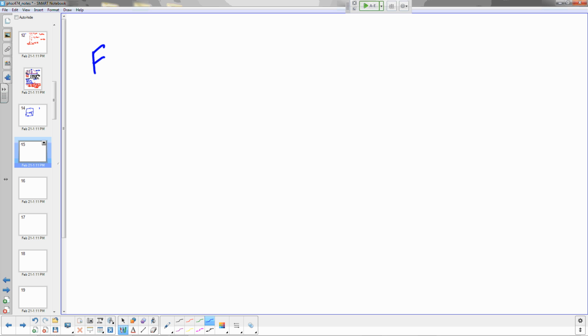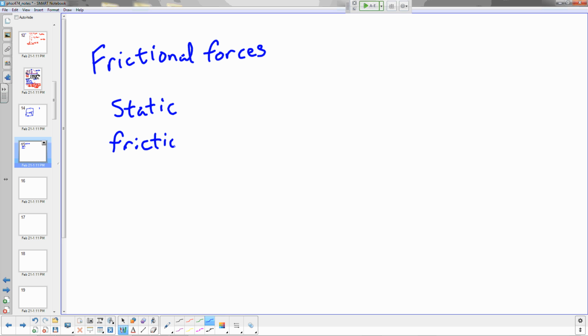But frictional forces. We have two types of frictional forces. That's static friction. That's Fs. And then we have kinetic friction, Fk. And static friction, of course, is not moving. Kinetic friction is when the two surfaces are moving with respect to one another.